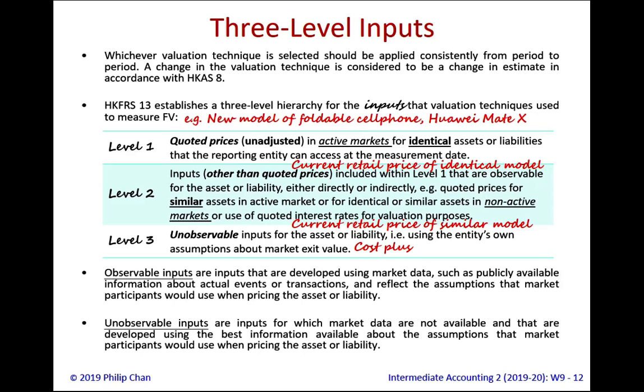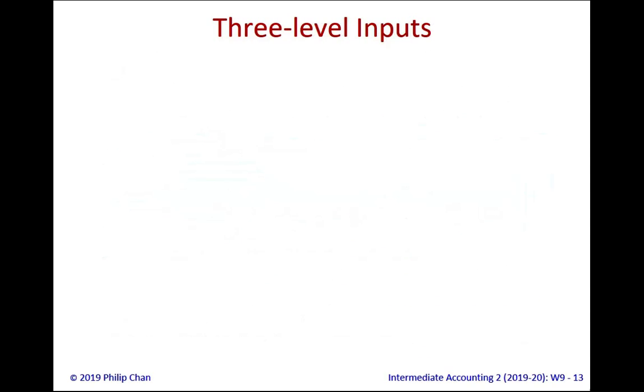So level 1 and level 2 are both observable inputs. Level 3, however, is not, and you can see how reliable the information will be; obviously level 1 will be more preferable compared to level 2 and 3. Now, to give you an overall approach to how to make use of the information you have to determine whether you have level 1, 2, or 3 inputs, I'm going to show you a tree diagram here, a decision diagram.